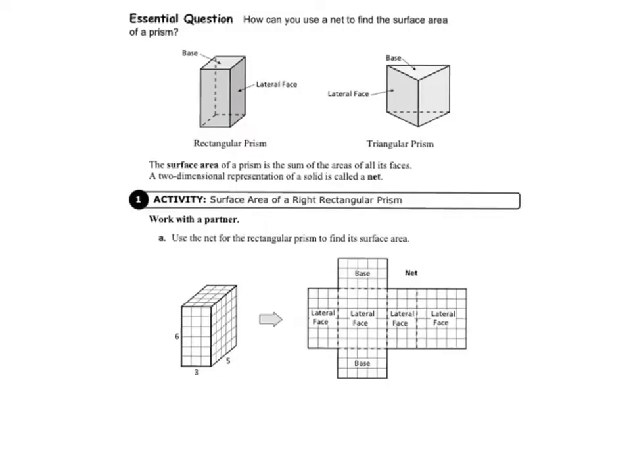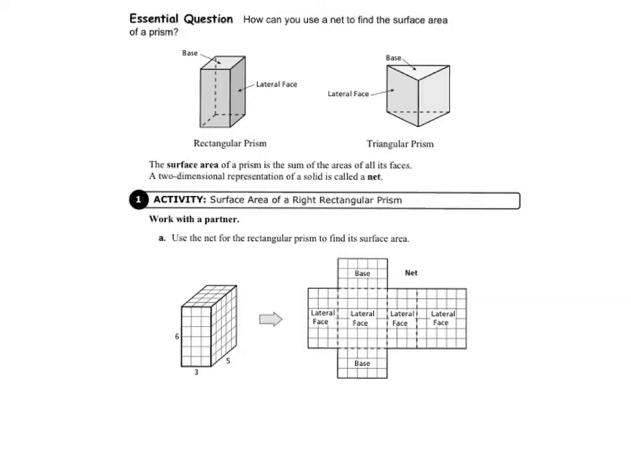Today we'll be starting on page 141 in your record and practice journal. Our essential question is, how can we use a net to find the surface area of a prism? So here are some representations of a rectangular prism and a triangular prism that remind us of what a prism looks like. And a prism has lateral faces on the sides, and then on the ends it has bases.